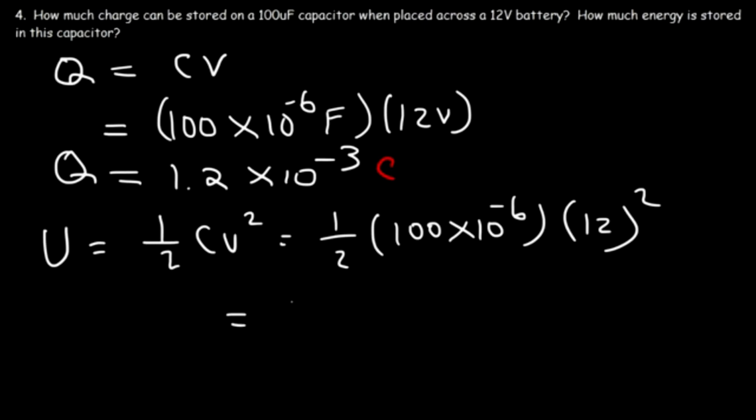So this is equal to 7.2 times 10 to the minus 3 joules. And that's it.